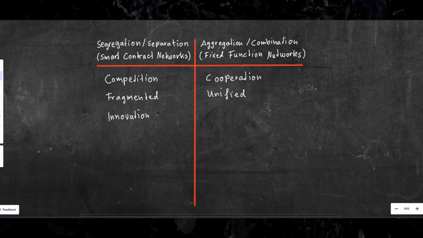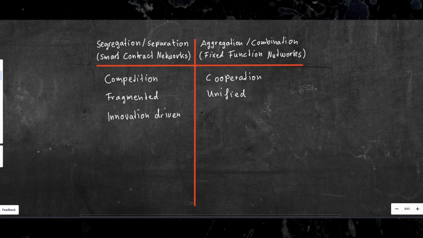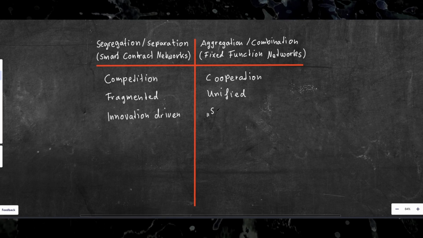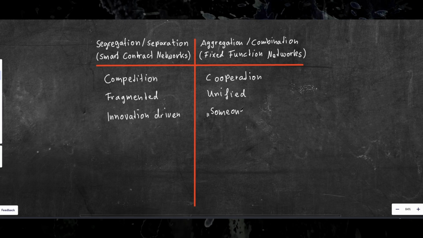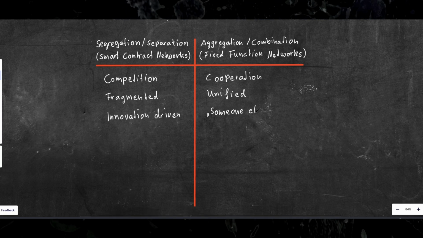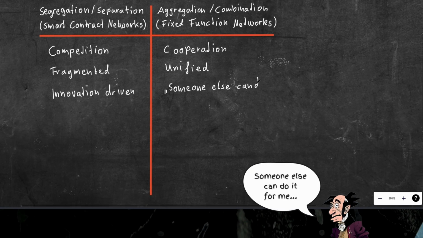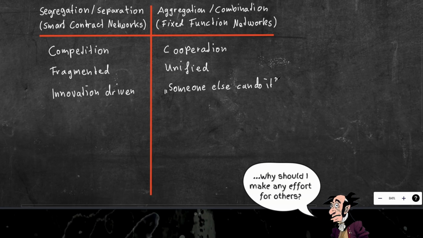There's also the aspect of innovating and being first to the next big breakthrough in DeFi, which is easier and faster on competitive networks because first mover advantage gets rewarded. On the XRPL, due to the cooperative approach and slow governance process, first mover advantages are hard to capture, and the mindset gets encouraged that could be summarized with "Someone else can do it for me. Why should I make any effort for others?"